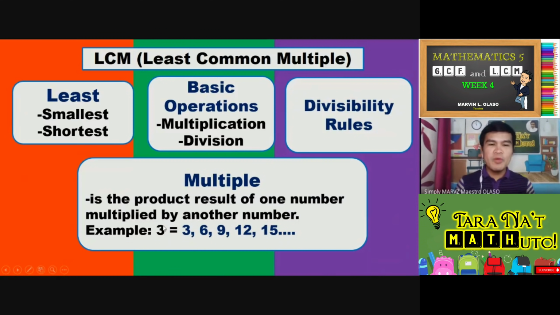So, 3, we have 3, times 2, we have 6, times 3, we have 9, times 4, we have 12, times 5, we have 15. So, therefore, and so on and so forth, marami pa pong multiples ang 3. So, therefore, the multiples of 3 are 3, 6, 9, 12, 15, and so on and so forth. So, these are the multiples. Did you understand? All right.